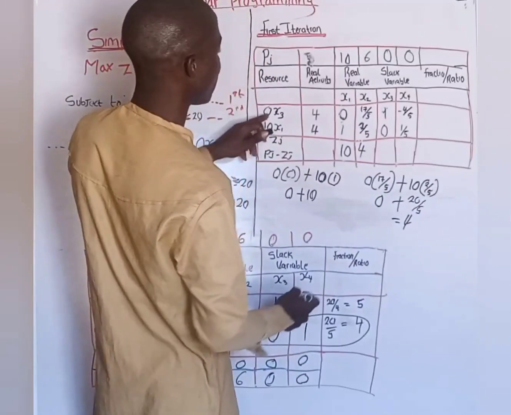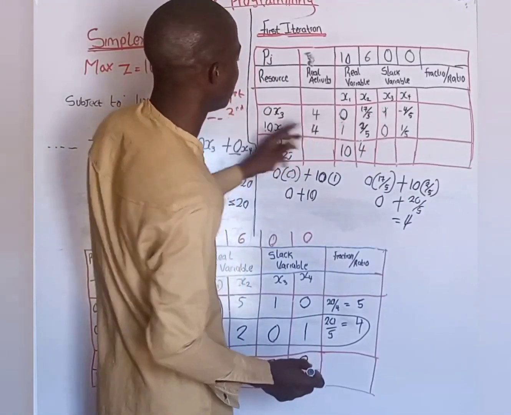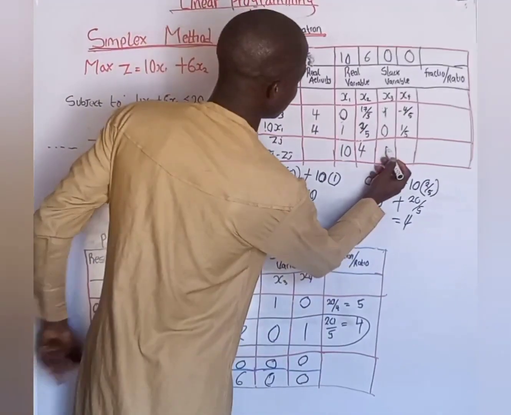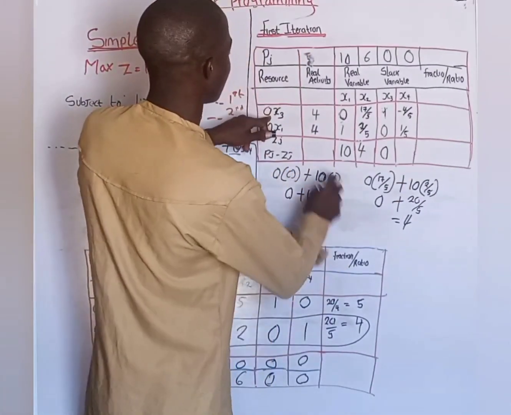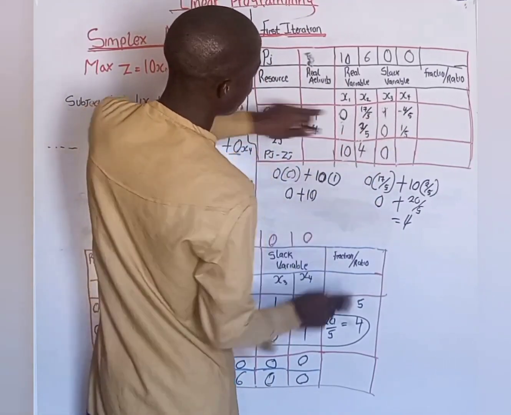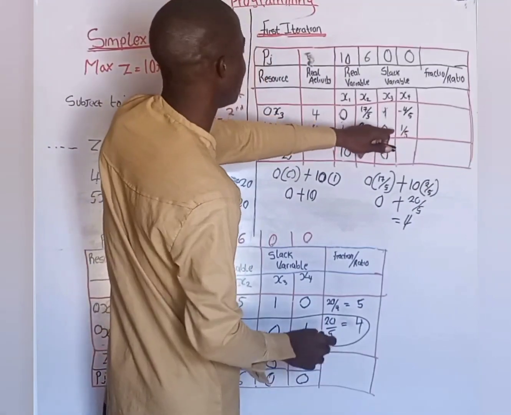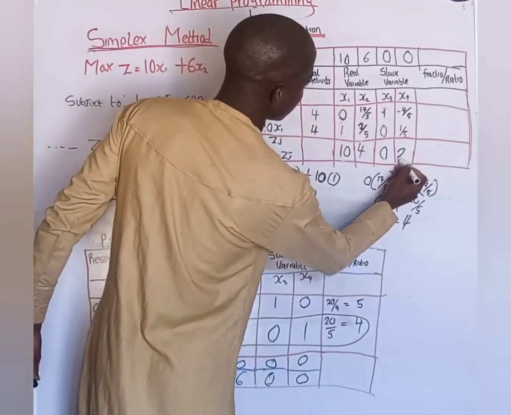Now let's proceed to get the value of ZJ of this column. 0 multiplied by 1 will give me 0. 10 multiplied by 0 will give me 0. So this value of ZJ is 0. To get the value of ZJ of this column also, 0 multiplied by 4 will give me 0. Then 10 multiplied by 1 over 5 will give me 10 over 5, which is equal to 2.